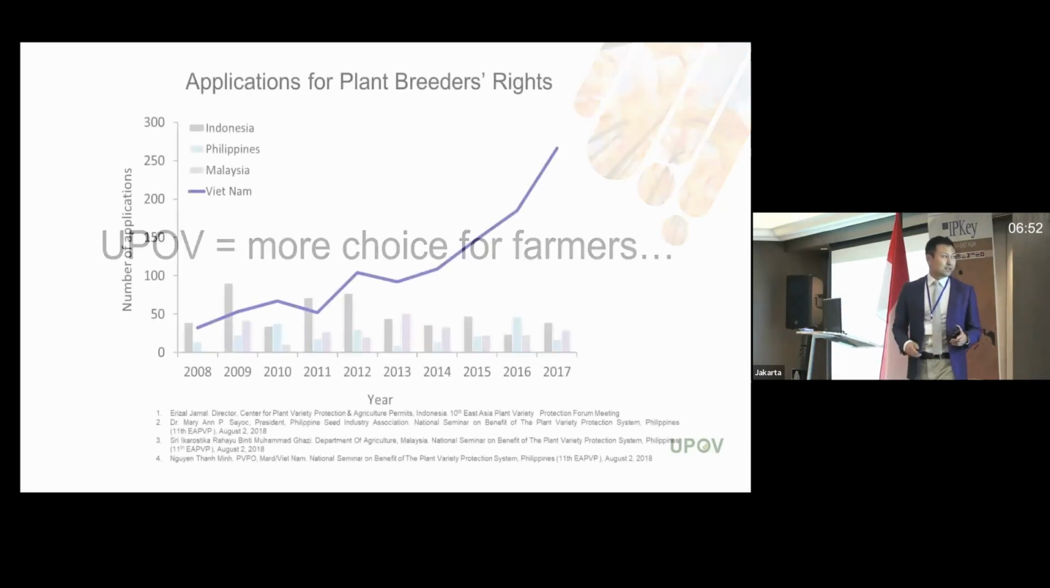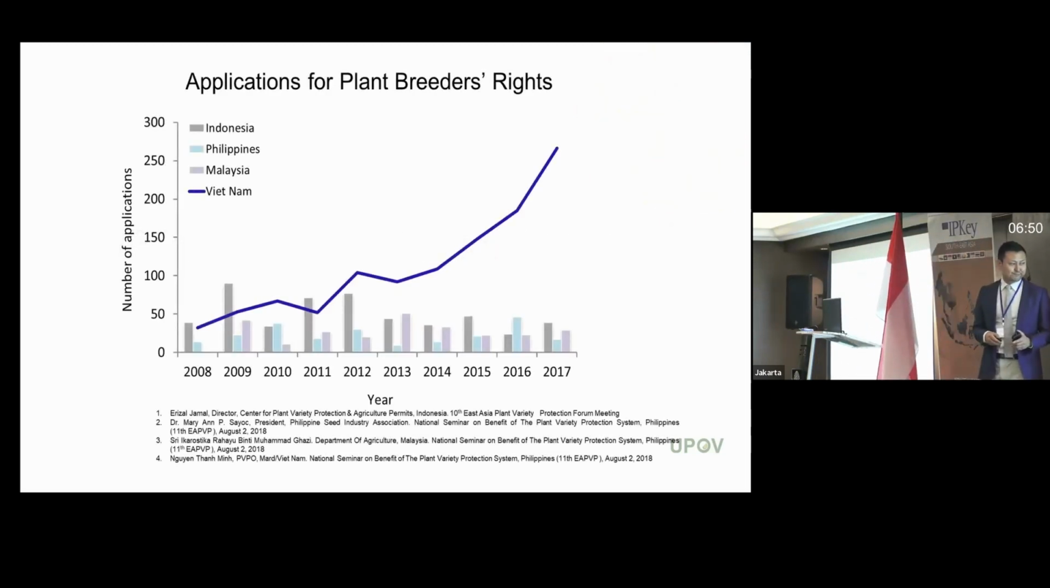And some of the other figures I have: in the case of Vietnam, they have the number of applications increasing after becoming a UPOV member, which is similar to other countries in this region. So the farmers in Vietnam get access to the new plant varieties because of their introduction of the PBR system.